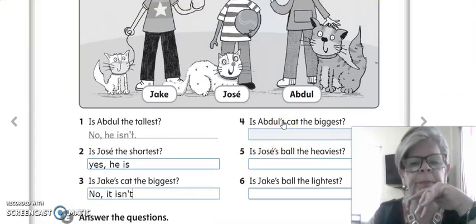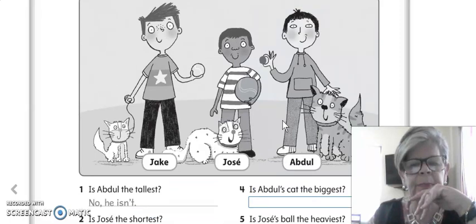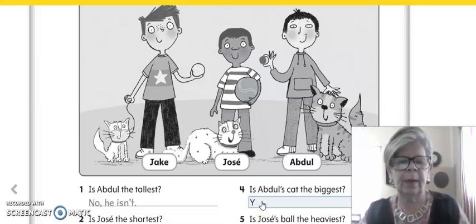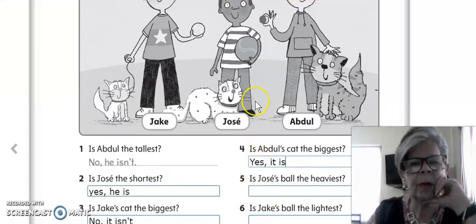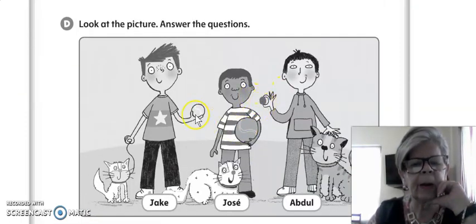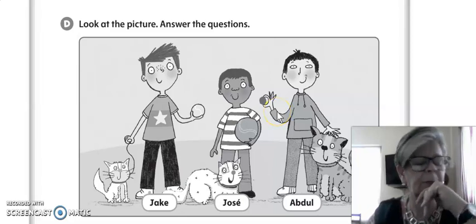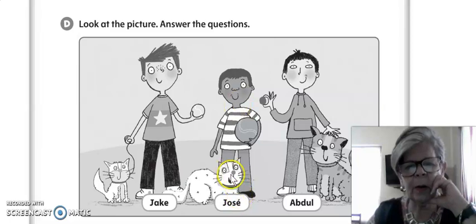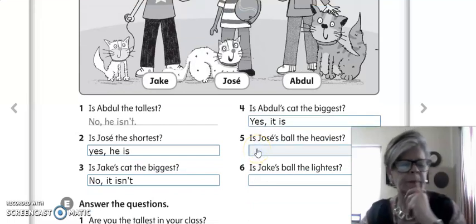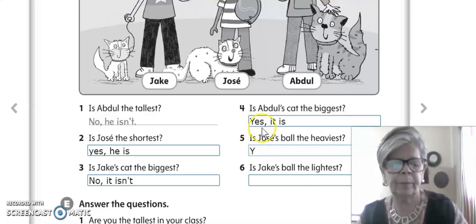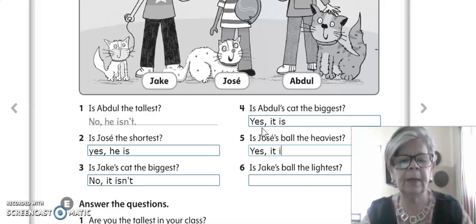Number four. Look at the picture again. Is Abdul's cat the biggest? Yes. It is. Number five. Look at the balls, my kids. Is Jose's ball the heaviest? Yes. It is.